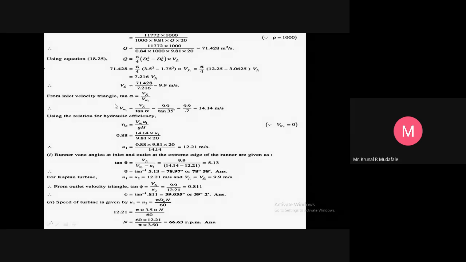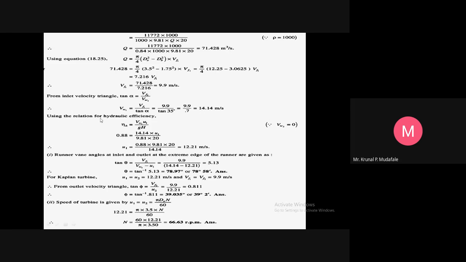If I apply tan alpha, then Vf is the opposite side upon the adjacent side, which is Vw1. Vf1 equals Vf2, because the velocity of flow is the same at inlet and outlet, and alpha we know well, that is 35 degree. So Vw1 is the only unknown parameter here. Vw1 equals 9.9 upon tan 35 degree. Use your calculator for tan 35, and you will get Vw1 equals 14.14 meter per second. So now you have the velocity of whirl at the inlet.